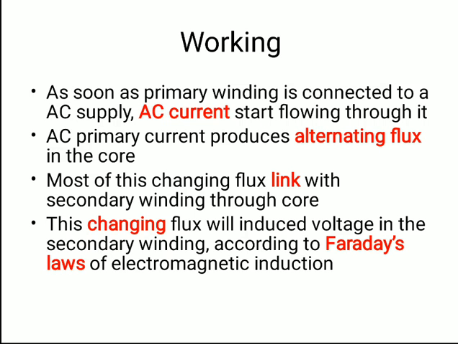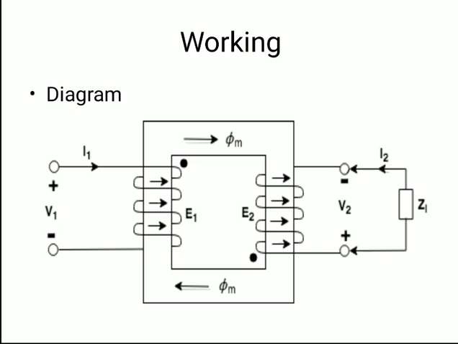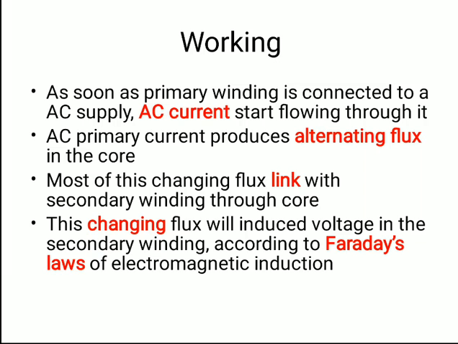So let us go through the working of the transformer. As soon as the primary winding is connected to an AC supply, AC current starts flowing through it, right? Primary AC supply is given to that winding. So what will happen? AC current will start flowing through it. So the AC primary current produces an alternating flux in the core, right?